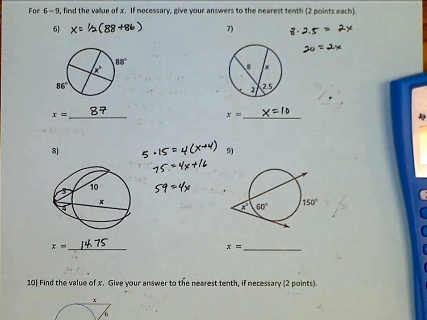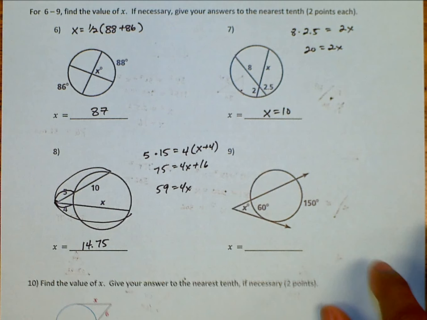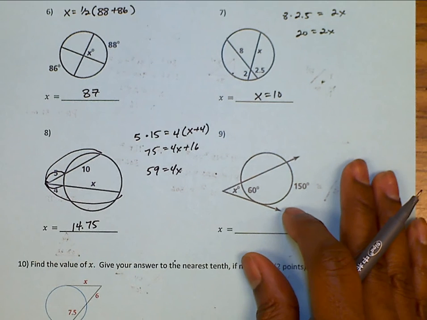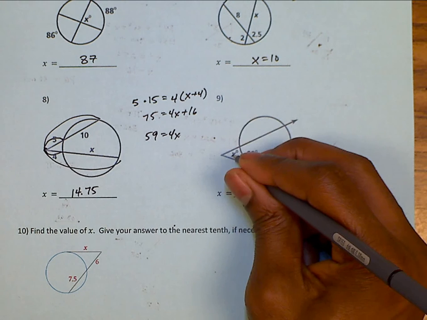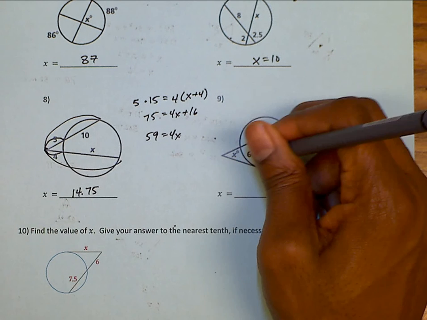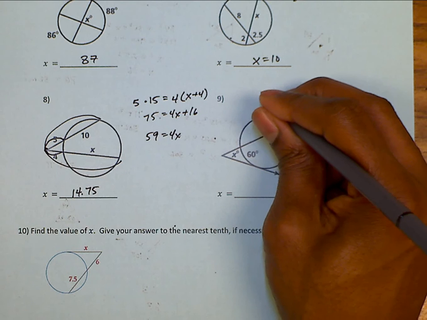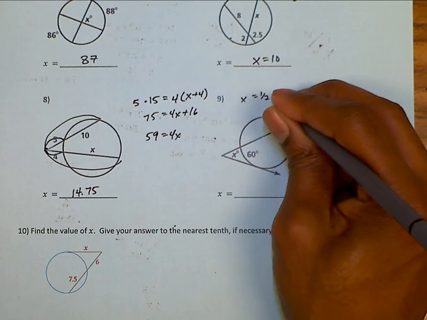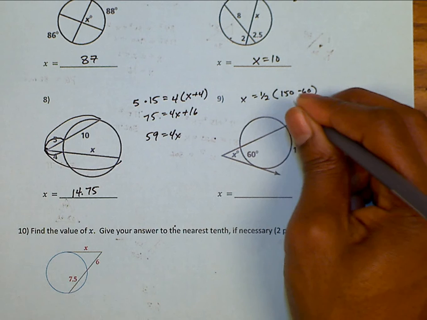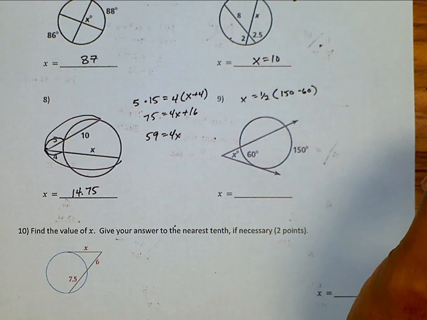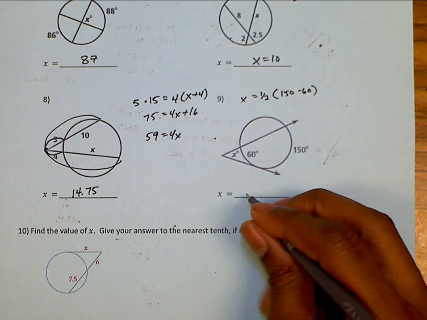Okay, on number 9, similar to the last problem on the first side, we have an angle that's made outside, and we have two arcs inside. So x should equal half of the difference between 150 and 60. We subtract those two, that gives us 90. So half of 90 is 45.